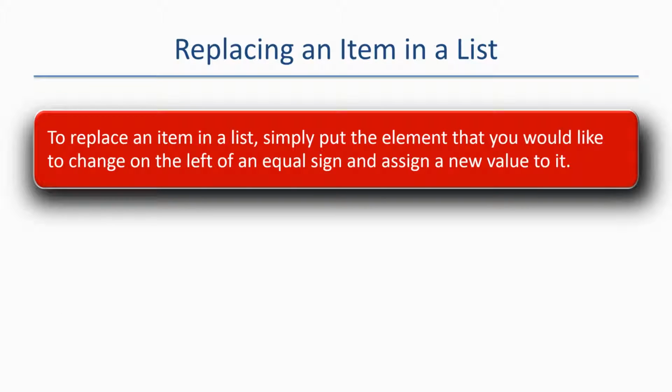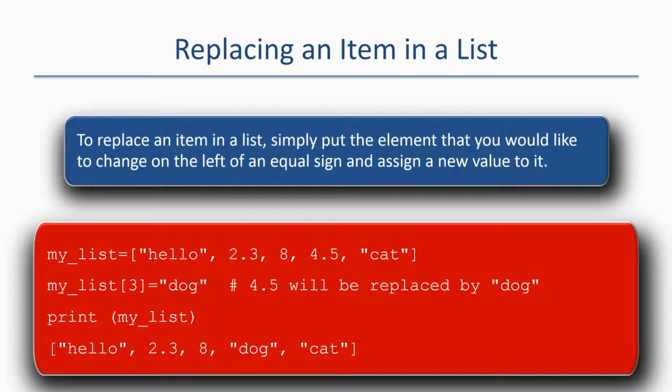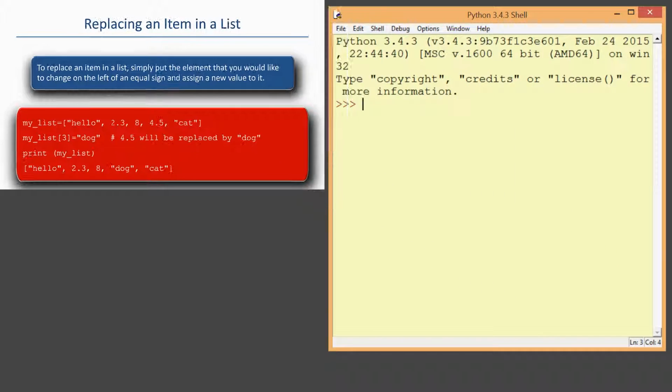To replace an item in a list, simply put the element that you would like to change on the left-hand side of an equal sign and assign a new value to it. Here is an example. In the first line of this example, I have created a list with 5 elements. In the second line, I am replacing the value of 4.5, which is a float, with dog, which is a string. Also notice that the index of element 4.5 is 3 because the indexes start from 0. Now if I print my list, you will see that 4.5 is replaced by dog.